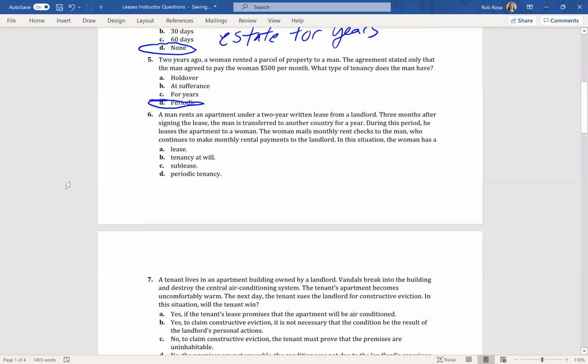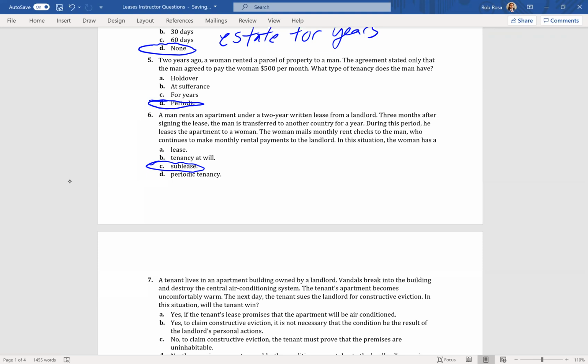Number 6, a man rents an apartment under a 2-year written lease from a landlord. 3 months after signing the lease, the man is transferred to another country for a year. During this period, he leases the apartment to a woman. The woman mails monthly rent checks to the man, who continues to make monthly rental payments to the landlord. In this situation, the woman has a what? Sublease.